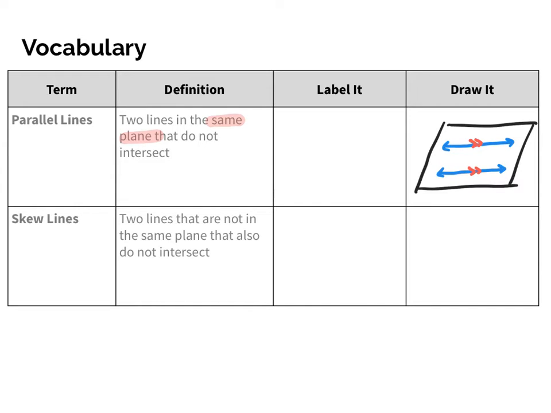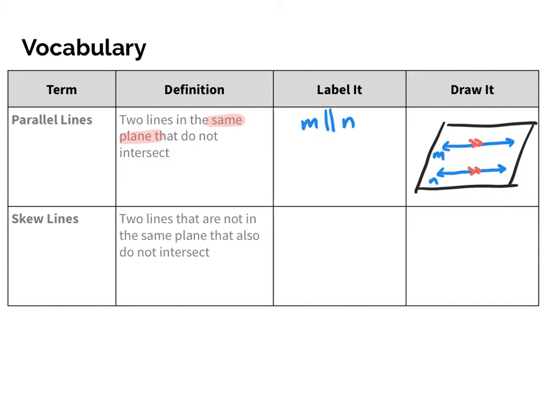Okay, how do we label parallel lines? Anytime we name a line, we can use a lowercase letter, like, for example, M and N. I can write that two lines are parallel by saying that line M is parallel to N. What I'm going to use to represent parallel are two vertical lines like that. Those two vertical lines represent that those two lines are parallel.